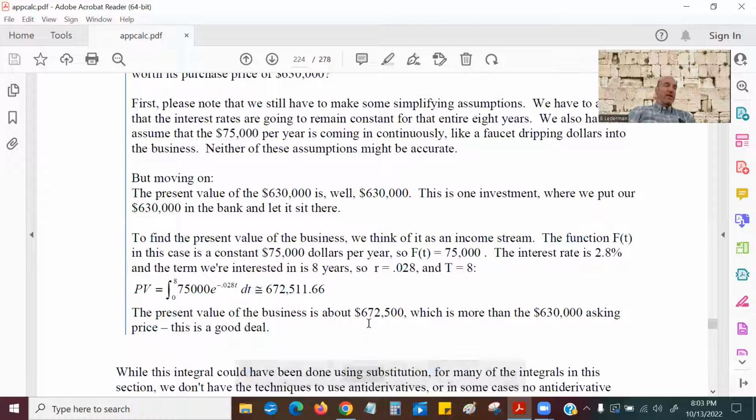Now, of course, nothing's guaranteed, and that's why you're paying less than the calculated value. Things could change, they could get better, they could get worse, and so on. I just want to go through how we got this integral. This part right here. I just want to show how we got that part.